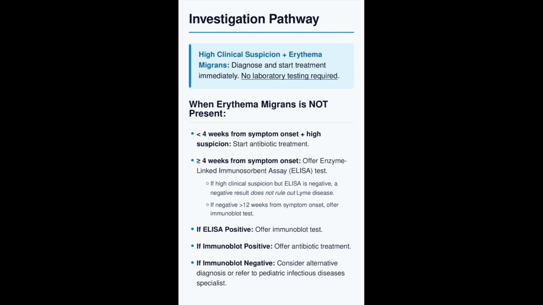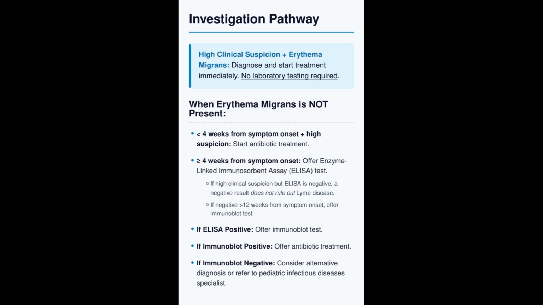But when erythema migrans is not present, then we need to look at the duration of illness from the symptom onset. If the duration of illness is less than 4 weeks from symptom onset and there is a high suspicion, then we can start antibiotics. But if the duration of illness is equal to or more than 4 weeks from symptom onset, then we can offer ELISA test. If the ELISA test comes negative, it does not rule out Lyme's disease.